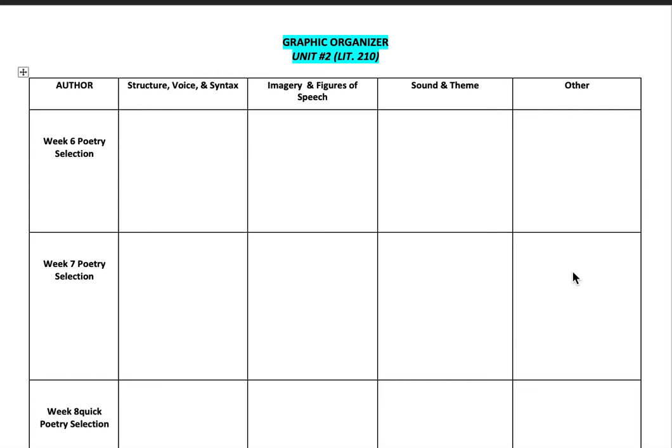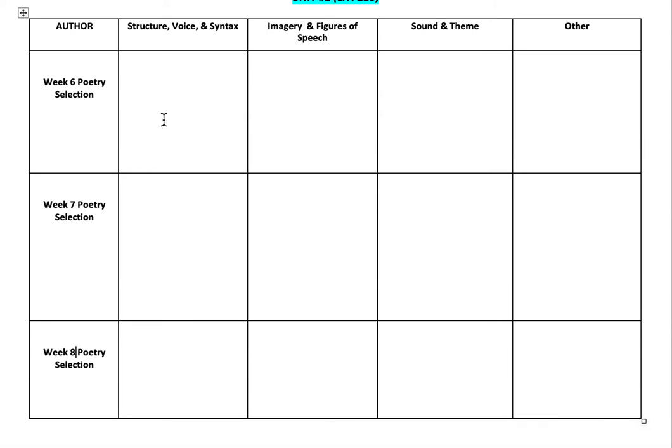It's just a way of making you organize some of your thoughts as you're going through different pieces of literature, so you don't forget those items when you go back to start writing your essay. Across these 3 weeks, you're going to see different ways of looking at poems. You'll look at structure, voice, syntax, imagery, and figures of speech together, and then you'll look at sounds and themes together.